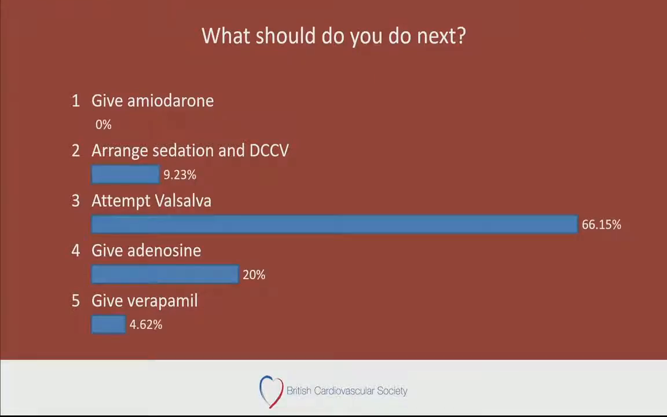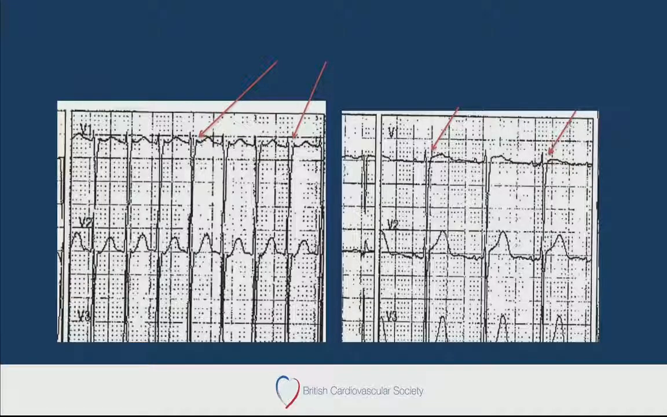Okay, fantastic. Attempt Valsalva. Absolutely right. That's great. And adenosine follows thereafter. Sedation and DC cardioversion, well, maybe, but actually they were hemodynamically stable from what I put up in terms of the blood pressure. But listen, if you did that, you wouldn't be necessarily wrong. You know, you're still being safe and you're terminating the arrhythmia, so that's not a contraindication. Verapamil, sure, but that may not necessarily cure the arrhythmia for the patient at that moment in time.